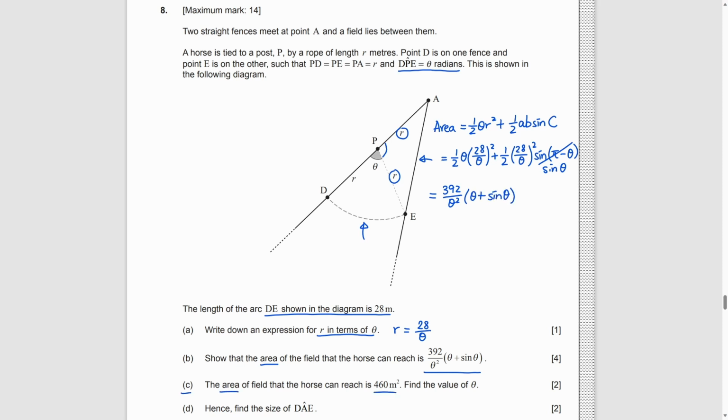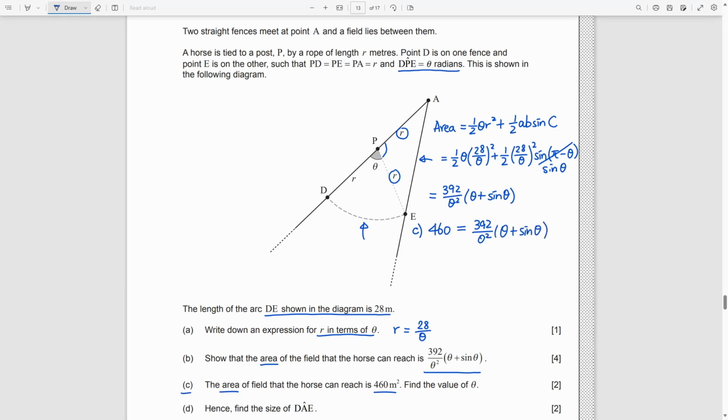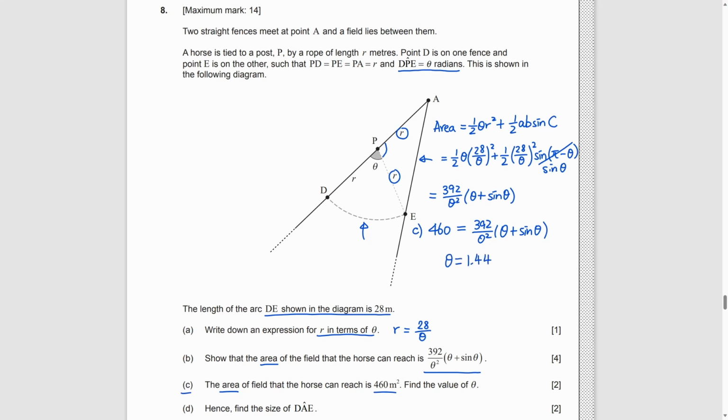Part C. The area is actually 460, and we try to find theta. Set the expression in Part B to be 460, and by the solving function of our calculator, we get 1.44. Part D. Find angle DAE. Note that this triangle is isosceles, so these two angles are the same. Therefore, the exterior angle of the triangle is theta, so the angle is theta divided by 2, which is 0.720.